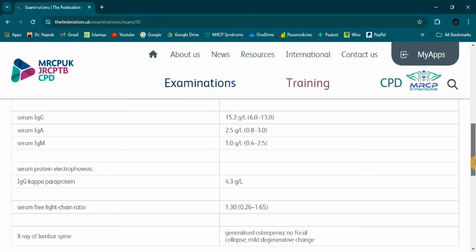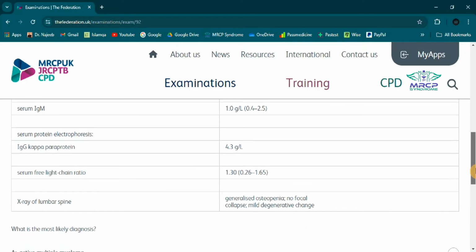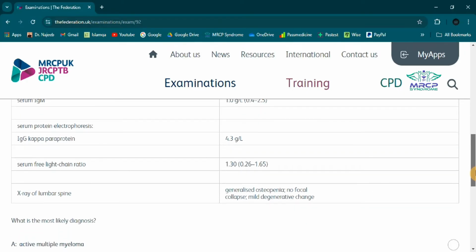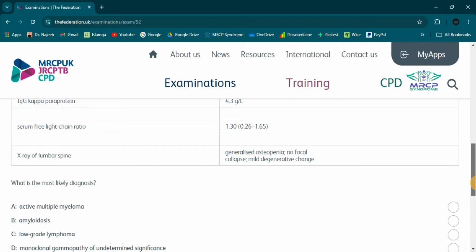IgG 15.2, IgA 2.5, IgM 1, serum protein electrophoresis showed IgG kappa paraprotein 4.3, serum free light chain ratio 1.30, X-ray of lumbar spine showed generalized osteopenia, no focal collapse, mild degenerative changes. What is the most likely diagnosis?